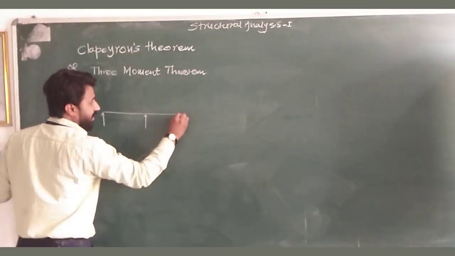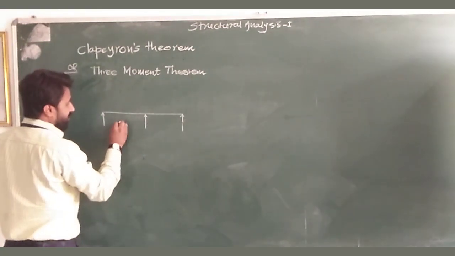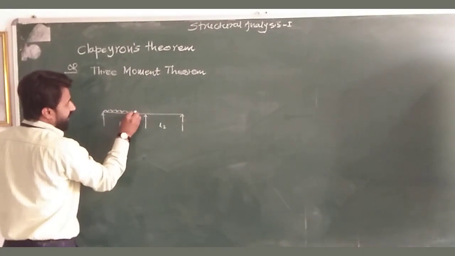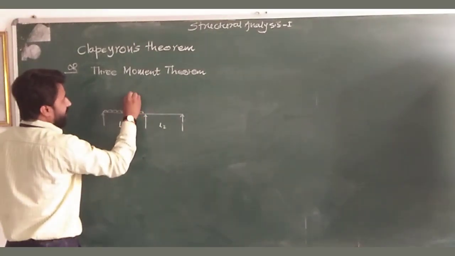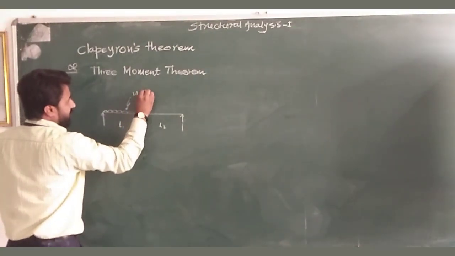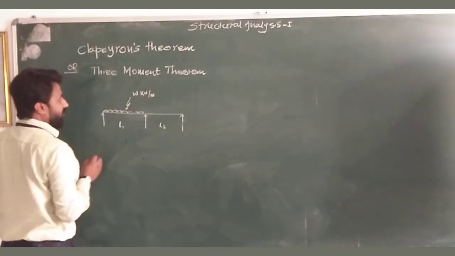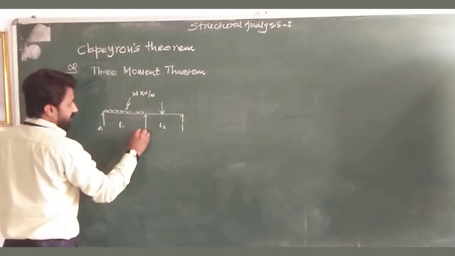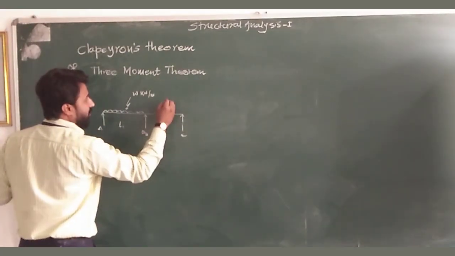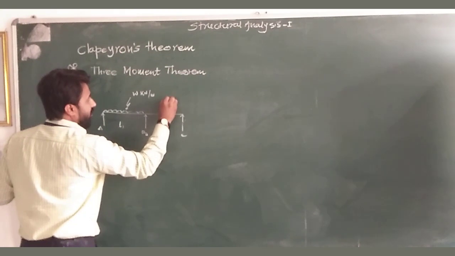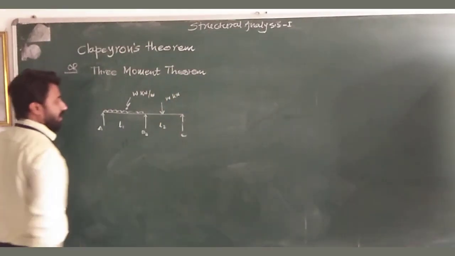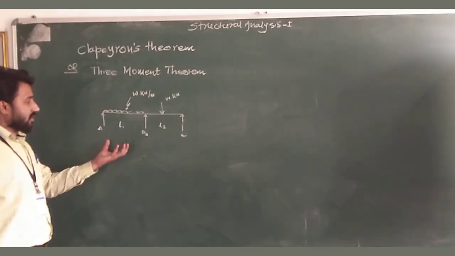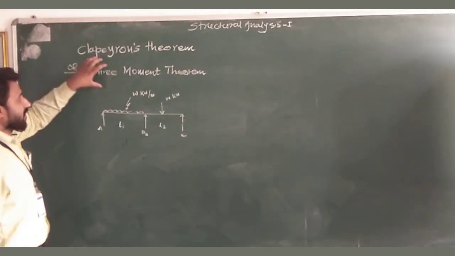If you consider the beam having two spans, lengths L1 and L2, consisting of any type of loading. I am drawing here on span AB a UDL of W kN per meter, and on span BC a concentrated point force at center of W kilonewton. So for this continuous beam, we have to determine the unknowns by using this three-moment theorem.